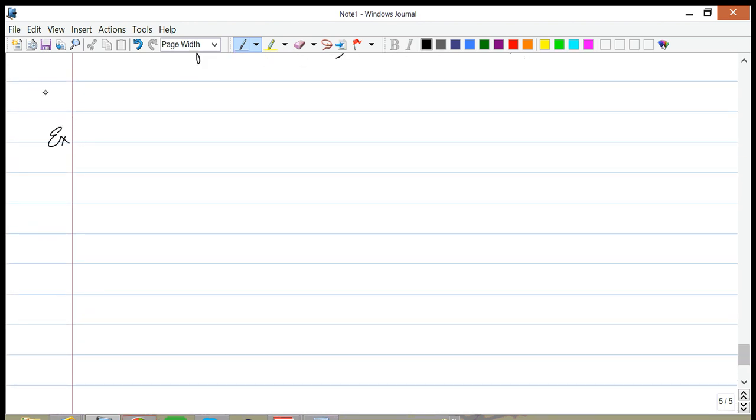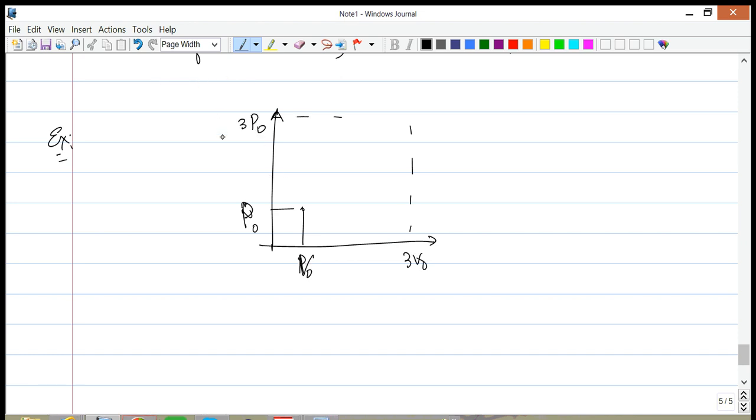Now let us look at a cycle. Let us look at the cycle that we have already talked about. So once again, we go from P0, V0, and we go to 3V0 and 3P0. So this is A to B, then we go to C, and then we go back to A. Now, for this cycle, we ask the question, what is Q for the entire cycle, A to B to C?